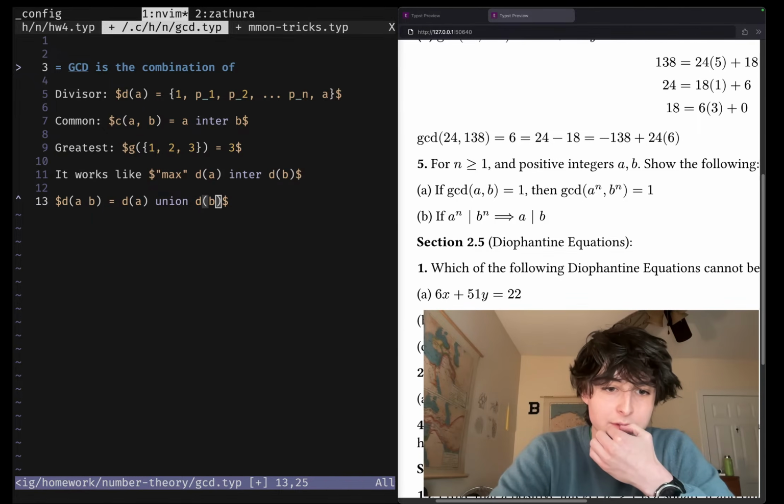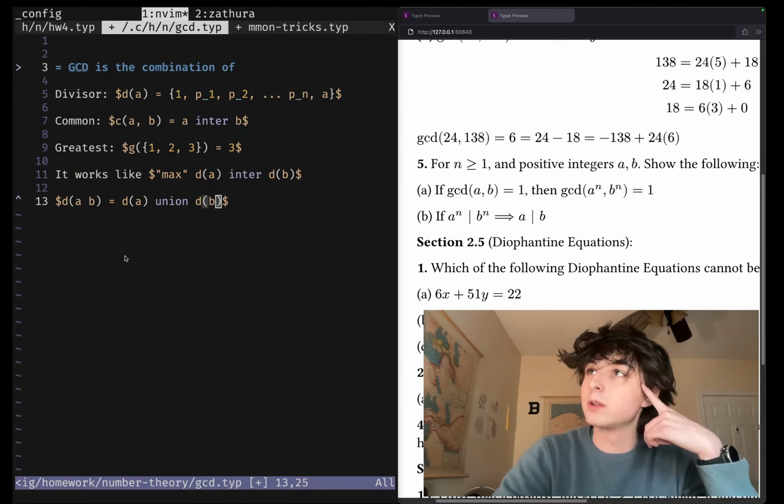Oh, note that 1 is a divisor, then -1 is as well, so you do need the max. Okay, yeah, good point.